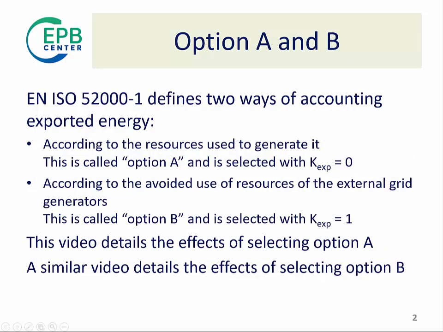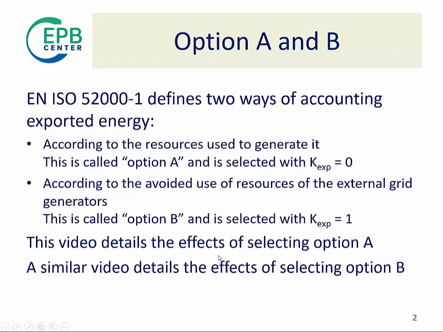The video on exported energy highlights that there are two ways of accounting exported energy. According to the resources used to generate it, this is called option A and is selected with K exported equals 0. According to the avoided use of resources of the external grid generators, this is called option B and is selected with K exported equals 1.